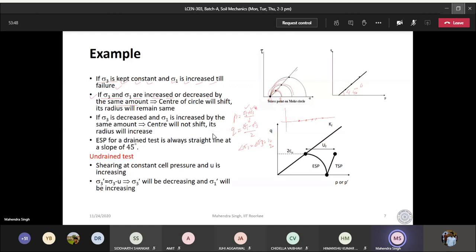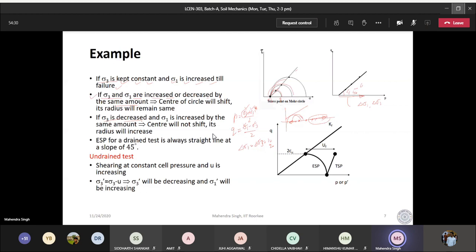If I am decreasing, what is going to happen? So if I am decreasing them, so sigma 1 is decreased, sigma 3 is decreased. So when you decrease, then the circles are going to go like this, and these points, stress path will be moving in this direction. So if I say the stress path is moving in this direction, you should be able to tell me what is the relationship between delta sigma 1 and delta sigma 3. So it's easy. Let us take another example.